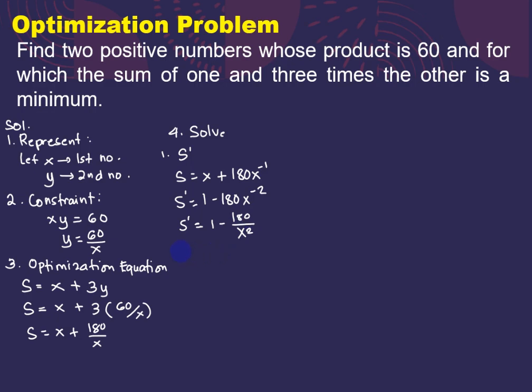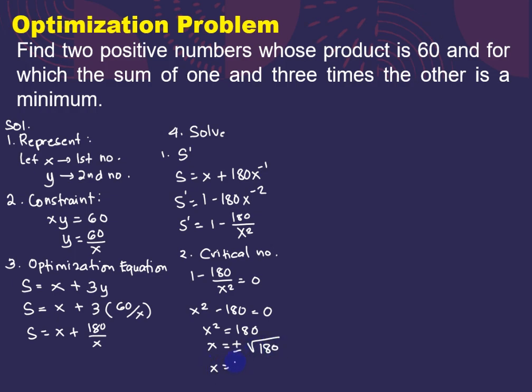Then, next step, get the critical number. What will you do? We have to equate the first derivative to 0. So, 1 minus 180 over x squared equals 0. Multiply both sides by x squared. So, x squared times 1, x squared minus 180 equals 0. Transpose 180 to the right. Then get the square root, plus or minus square root of 180.